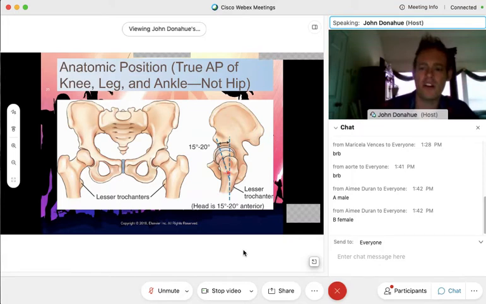As far as this angle is concerned here, guys, you don't need to know that. But if you want to know, the head of the femur is 15 to 20 degrees anterior to the lesser trochanter in relation to where it's located on the actual hip. You don't need to know that. That's just for extra knowledge.